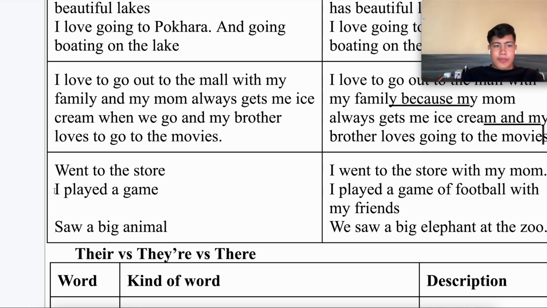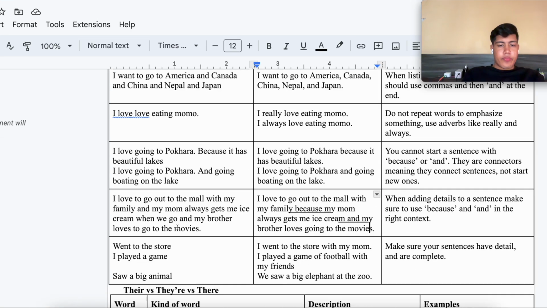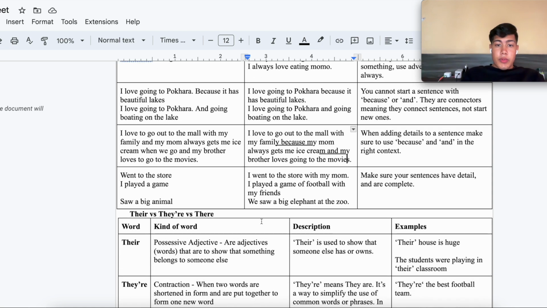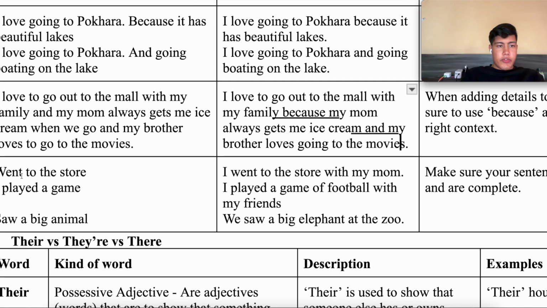"Went to the store." "I played a game." "Saw a big animal." Now, a lot of you guys, when you write your sentences, you include these little sentence-lights, I like to call them. They're not really full sentences because they don't contain all the proper attributes of a full sentence. So let's talk about how we would fix the first one.